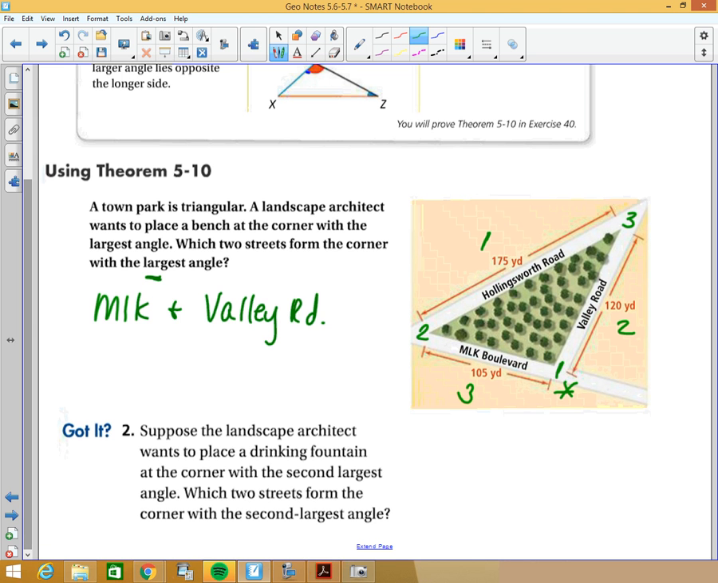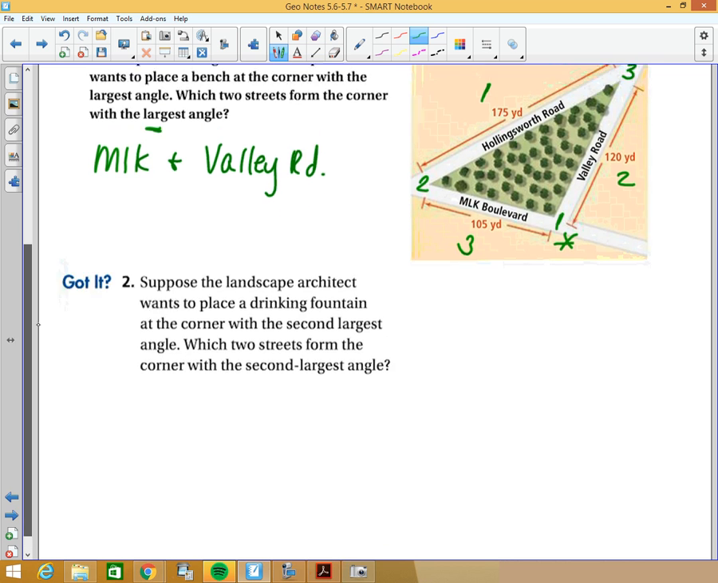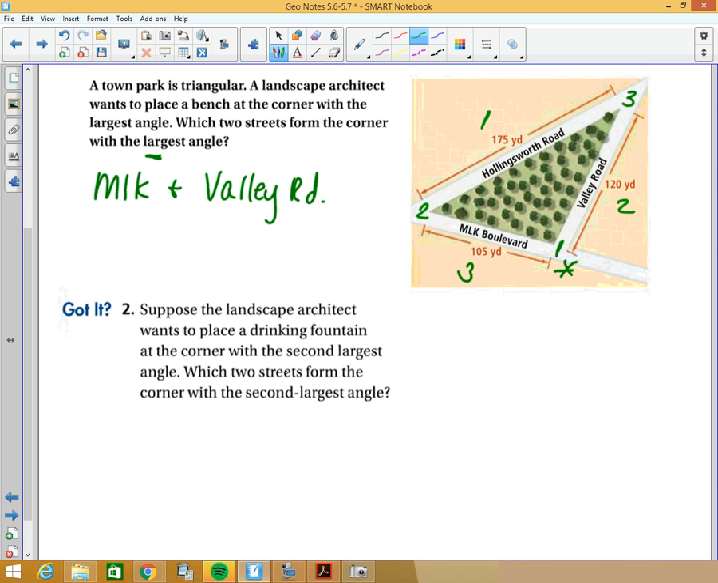Now, the second question to this asks us what? Suppose now he wants to put a drinking fountain at the corner with the second largest angle. Well, it turns out we went ahead and numbered that, so we know, right? Which one is going to be the second largest angle? It's going to be 2, so it's going to be the corner of what? MLK and is it Hollingsworth? Yeah? You think you could do that? Good deal. Okay.